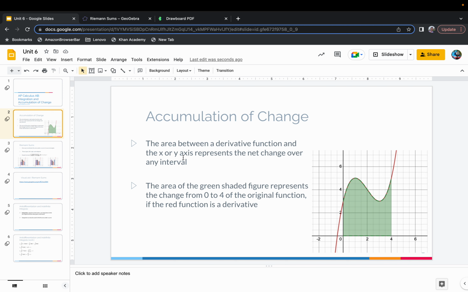And so the area between a derivative function, that's the rate of change function, and the x-axis represents the net change over any interval. So the area in the green shaded figure represents the change between the x value of 0 and the x value of 4 in the original function, assuming the red value is the derivative.